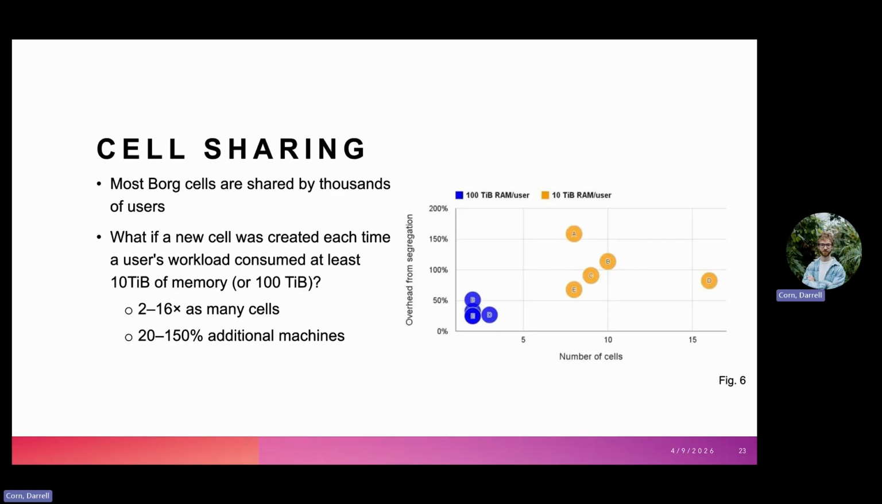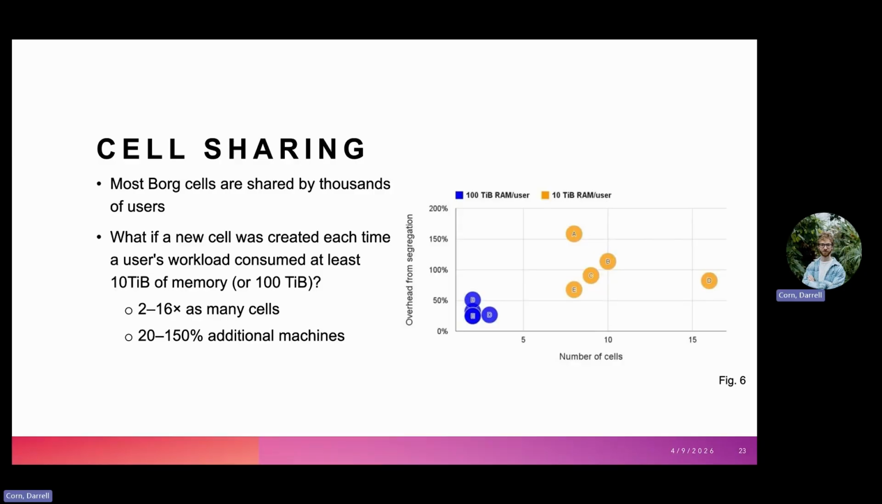So not only are cells shared across production and non-production jobs, but they're also shared across users. So similar to the previous 2 graphs, figure 6 here illustrates how much efficiency is gained through cell sharing. If we only have 5 cells, A, B, C, D, and E, the yellow dots show what would happen if a new cell was created each time a user's workload consumed 10 terabytes of memory. And we can see the number of cells drastically grow because group A jumps from 1 cell up to 8, B jumps up to 10, and D jumps up to as much as 16.